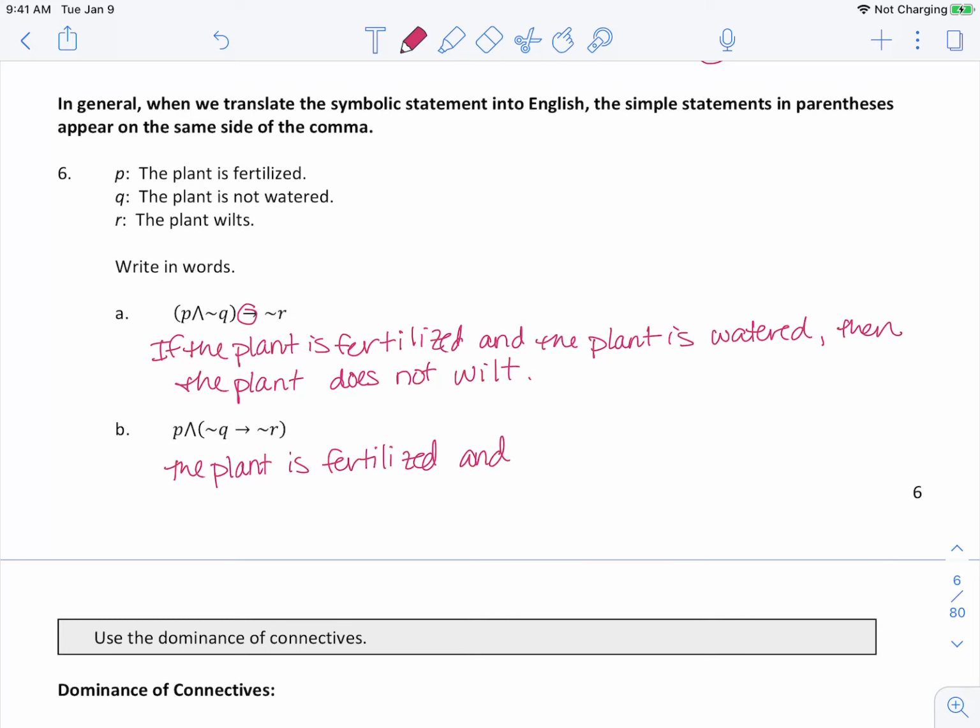And now we'll do the if then part. If the plant is watered, then the plant does not wilt.